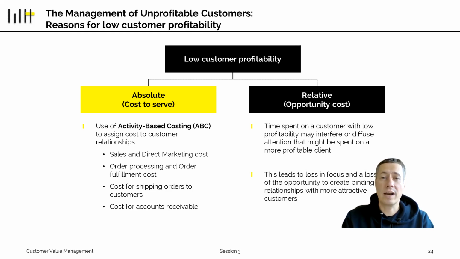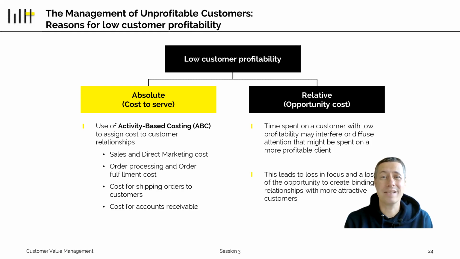However, this is not the view that I take in the remaining part of this lecture. In the remaining part of this lecture, I take the view of absolute unprofitability. This means that the cost that the customer generates is more than the revenue that the customer generates. And then revenue minus cost becomes negative. The cost that the customer generates can be a multitude. There can be sales and direct marketing costs. Some of your customers may require, if you are in a B2B setting, for example, multiple visits of a salesperson in order to make one small purchase.